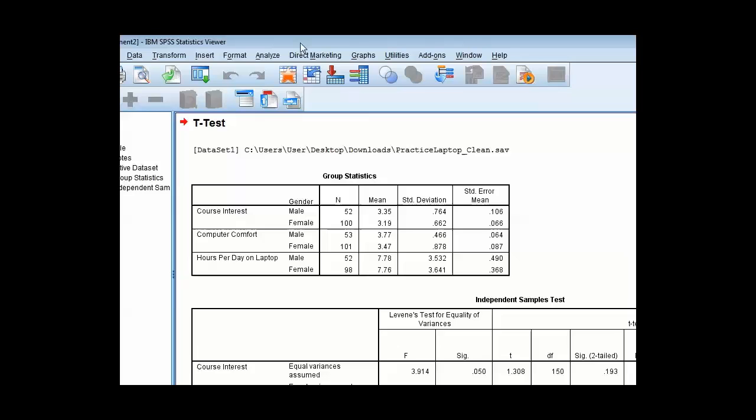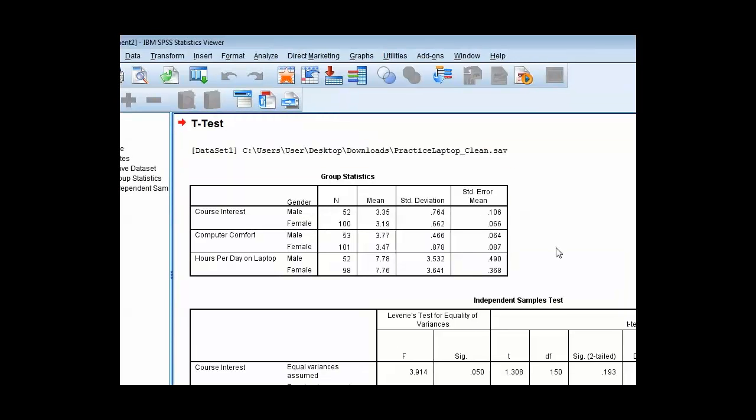And there's this output. So let's take a look at it. Maybe a little overwhelming at first, but we'll break it down for you. So you have course interest, computer comfort, and hours per day. We have males and females in each of these, 52 males, 100 females, and that seems to vary here. There's 53 and 101, 52 and 98. Depends on how much data somebody entered in. Perhaps a couple of females here didn't enter the data, or a male didn't enter the data in these two cases.